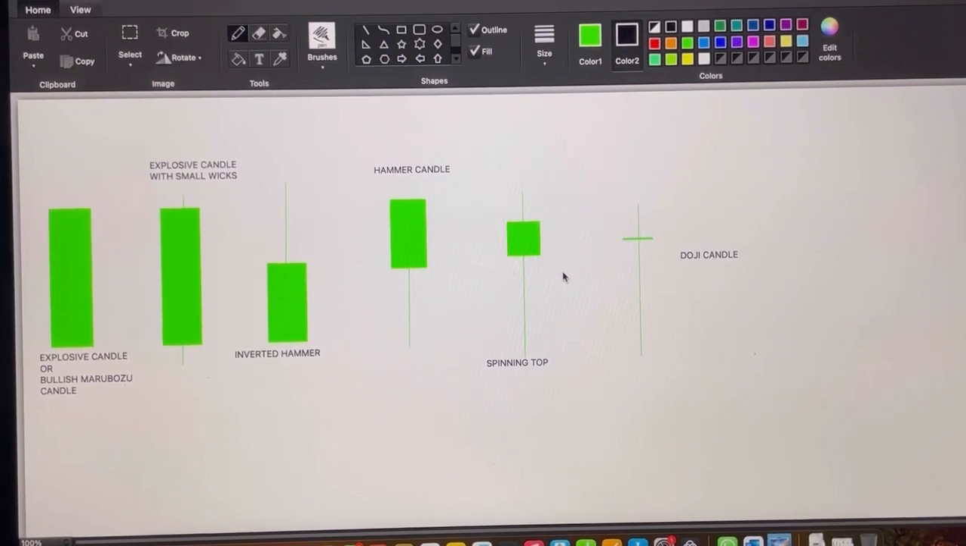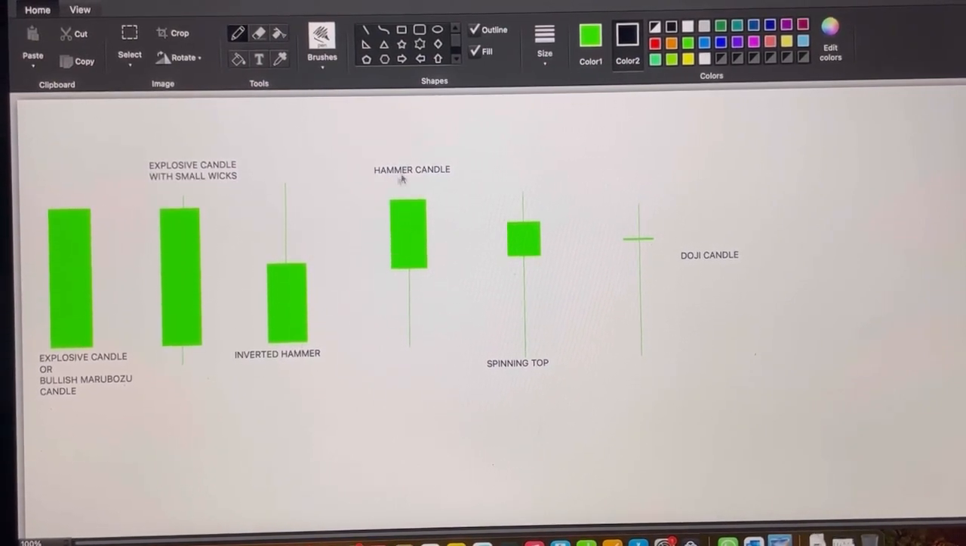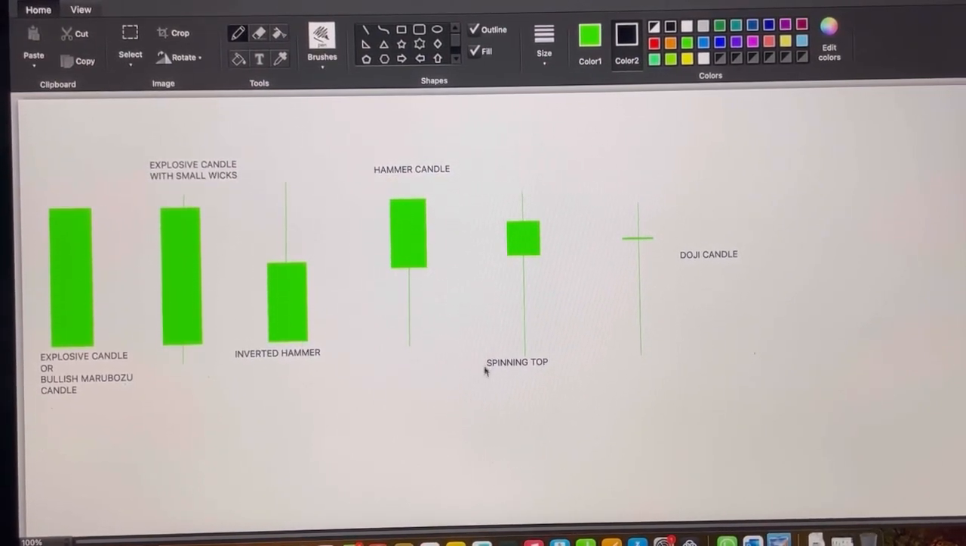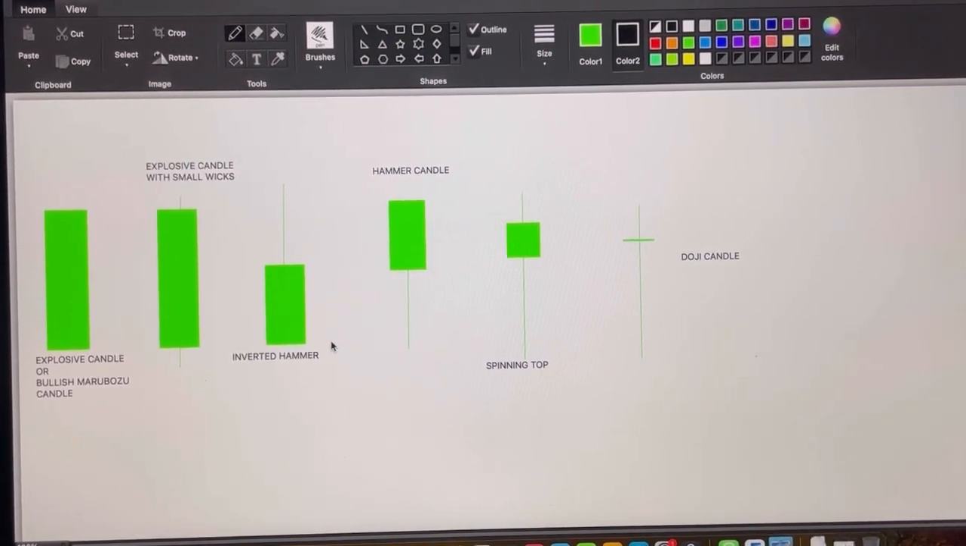If you master and understand these 6 candles, we need not even bother about the names, like inverted hammer, hammer candle, spinning top or doji candle. We need not even understand and mug up these names of the candles if we understand the psychology behind them. So now let us go deep into each one of the candles in detail.